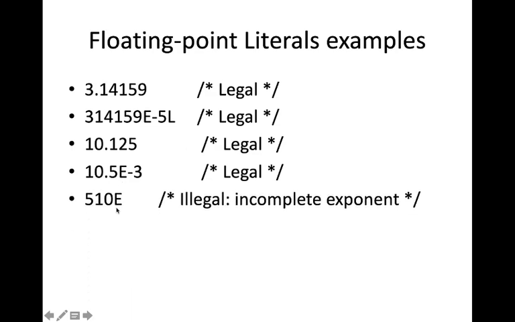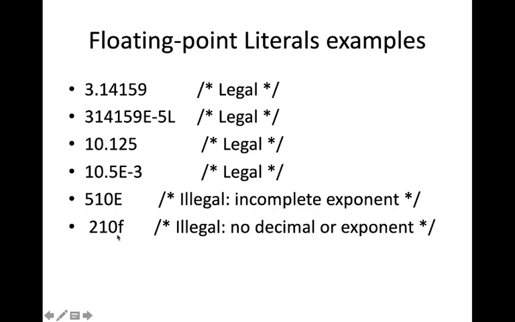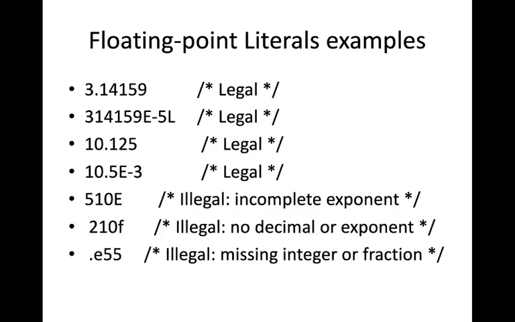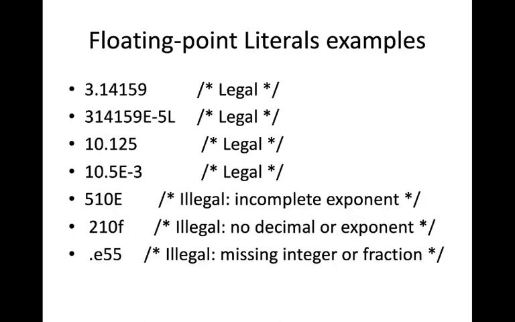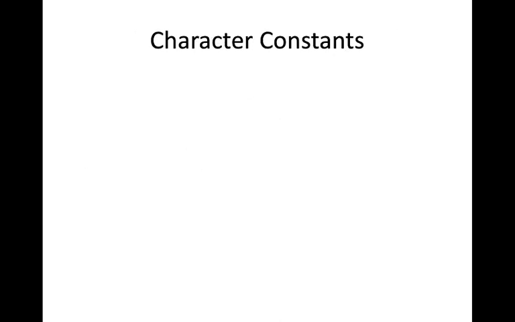Then 510e is illegal because the exponent part is not complete. We have to give some exponent part also. Then 210f is illegal, because no decimal or exponent is included here. Then .e55 is also illegal because the integer or fraction is missing, and we don't know which. So that's all about floating point literals. We'll see some example programs later, so we'll understand why we need these floating point literals. After going through character constants and so on, we'll see some programs.